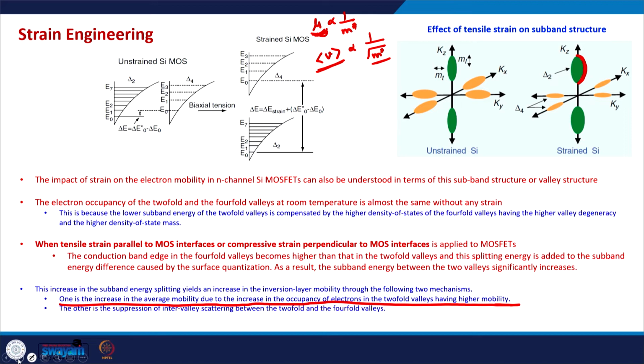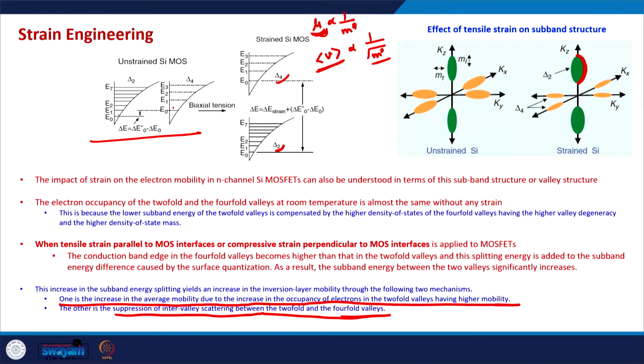Second is the suppression of inter-valley scattering between the 2-fold and the 4-fold valleys. Now, since there is a big energy difference between the 2-fold and the 4-fold valleys, the inter-valley scattering is reduced. In unstrained silicon, there is a significant interaction between the 2-fold valley and 4-fold valley electrons, and this interaction is mediated by phonons. Because of this scattering, the mobility or injection velocity is suppressed.